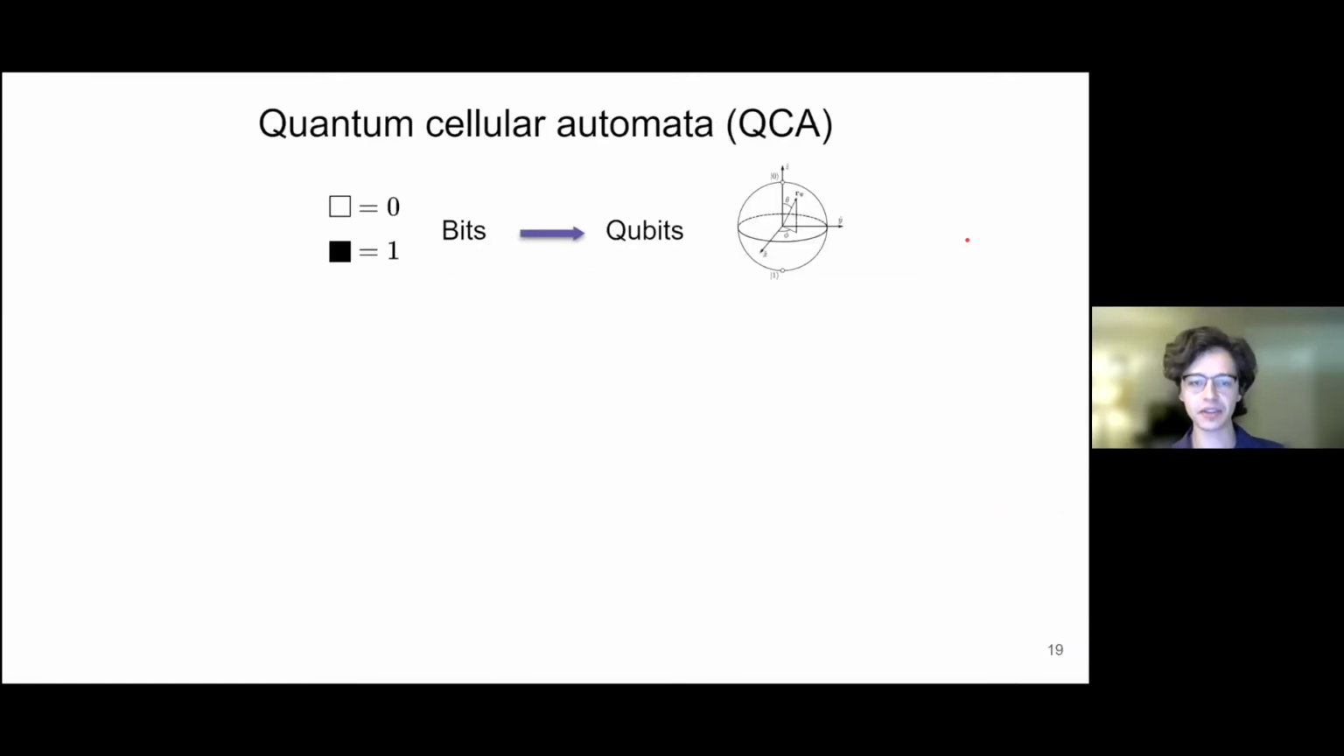So let's see how to make these models quantum cellular automata. The first natural thing is to trade bits for qubits. And so our discrete state space of zeros and ones becomes a continuous state space, say, of the Bloch vector somewhere on or inside the Bloch sphere.